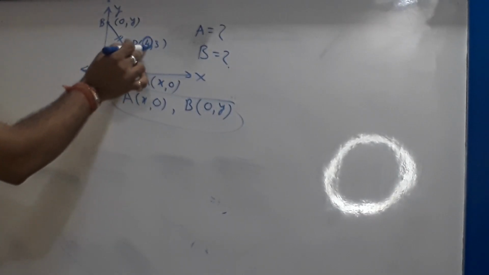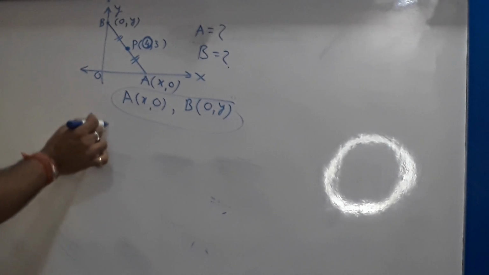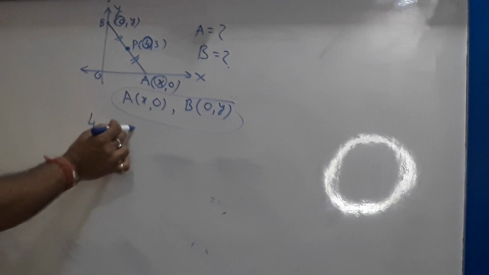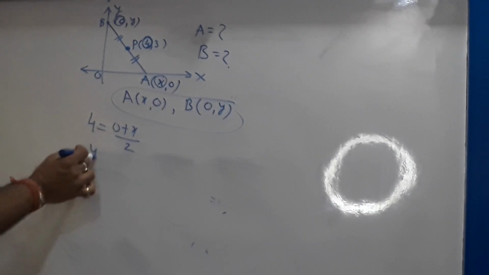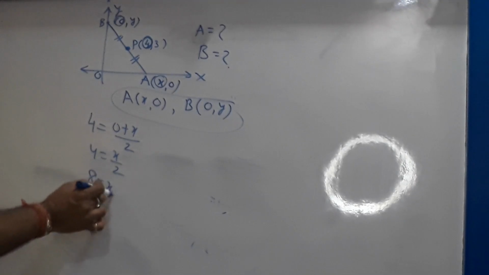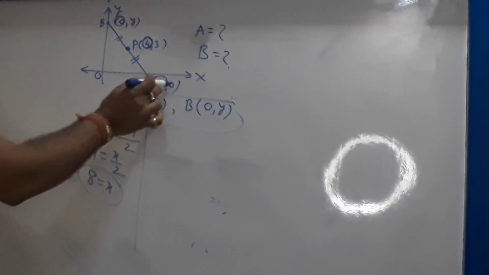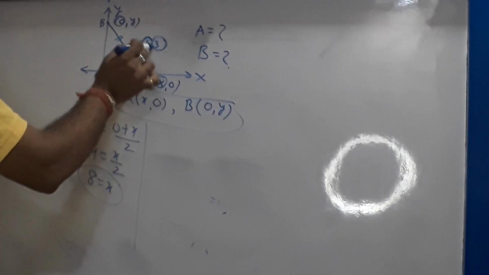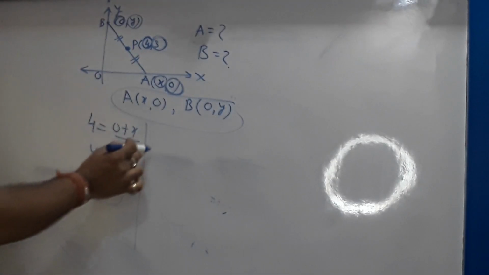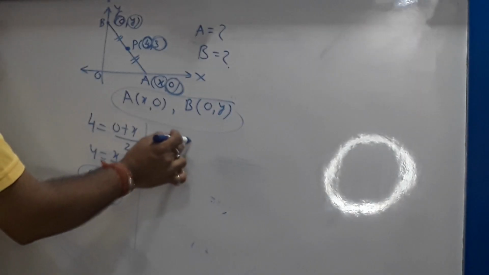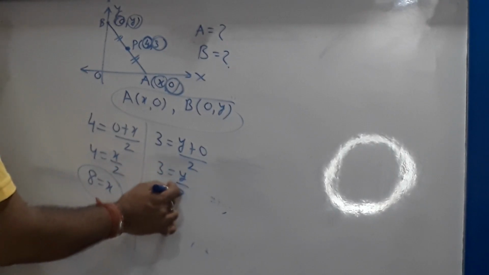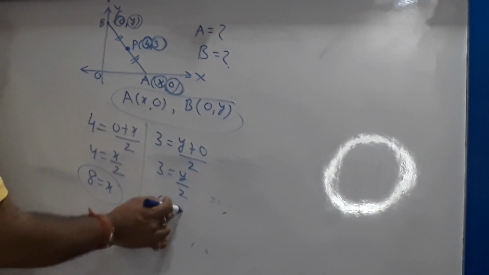So first coordinate of P, 4, is equal to first coordinate of this plus first coordinate of this, 0 plus x divided by 2. So 4 is equal to x divided by 2. 8 is equal to x. X is 8. Similarly, second coordinate of P, 3. So I will consider second coordinate of both the points. So 3 is equal to y plus 0 upon 2. 3 is equal to y by 2. 3 2s are 6 is equal to y.